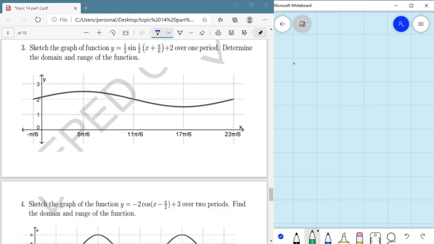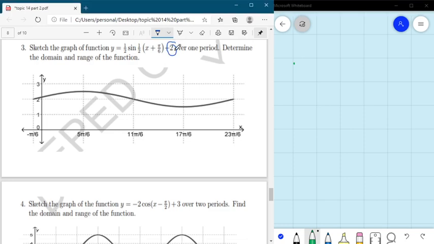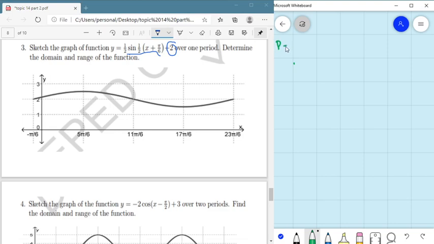Since there is the presence of 2 here, it is understood that after we graph this part, we have to translate our graph 2 units upward. Okay, so in this case, to find the period, since it is sine, it is 2 pi over b.